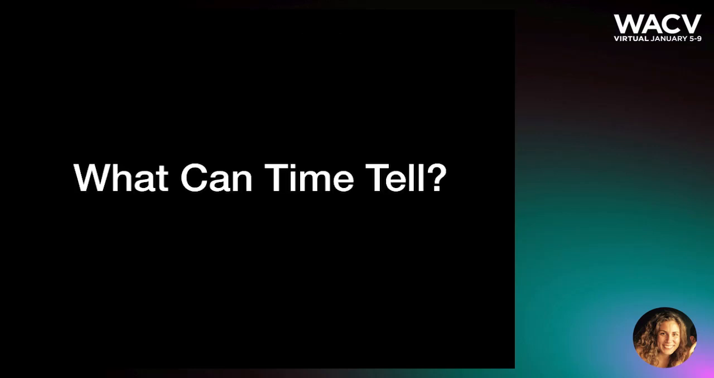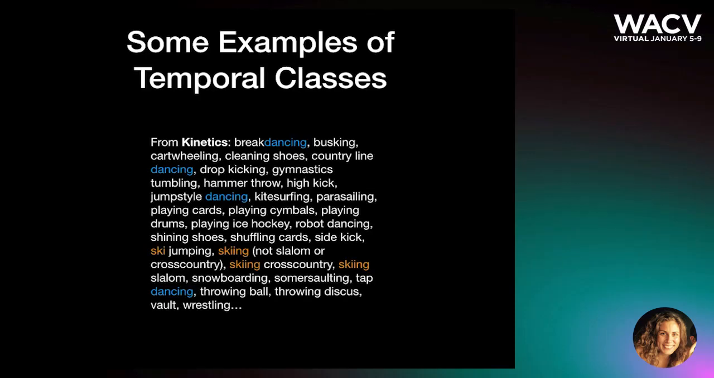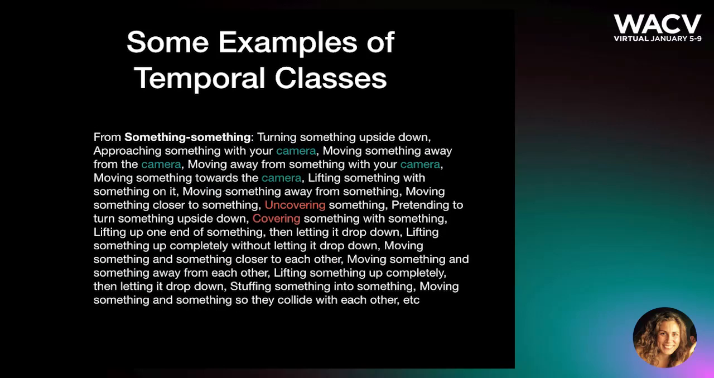What can time tell that images alone cannot? Some examples of temporal classes in Kinetics include dancing classes and skiing styles. In Something-Something, temporal classes often involve moving the camera in a particular direction, or opposite classes like covering versus uncovering.